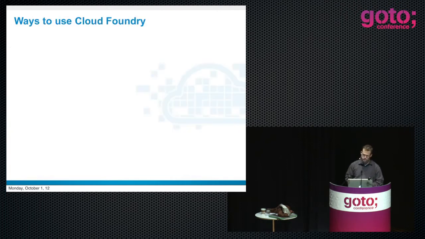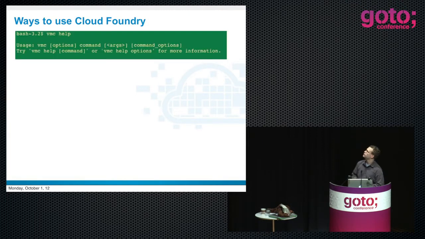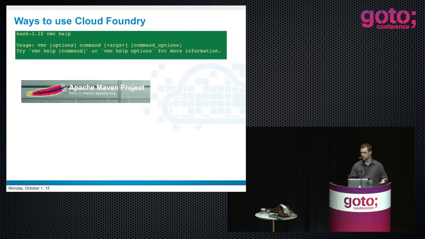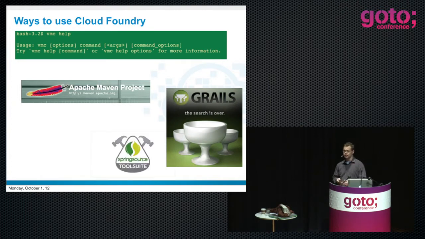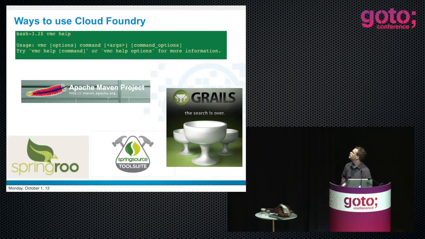Once you have Cloud Foundry, there are lots of ways to consume it. What we're going to look at today are the VMC command line tool, which is the command line client you use to actually talk to the cloud. You can use Maven if you like, as there's a Maven plugin. There's a Grails add-on plugin. There's a SpringSource Tool Suite integration for Eclipse, which we're going to look at as well today. And there's also Spring Roo, which has an add-on there. So there are lots of different ways to get the job done.